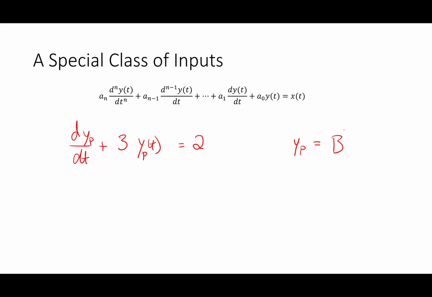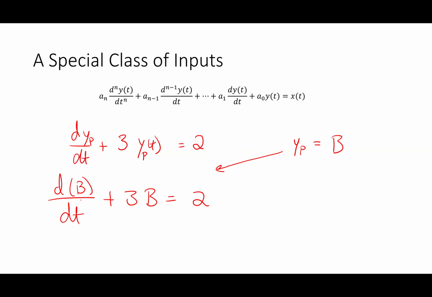I know that the steady value is going to be a constant, but I don't know what it is. So that's the undetermined coefficient. I need to determine it, right? So I guess that it's going to be a constant B, okay? And so what do I do? I plug that in here. So I say dB/dt plus 3 times B equals 2.